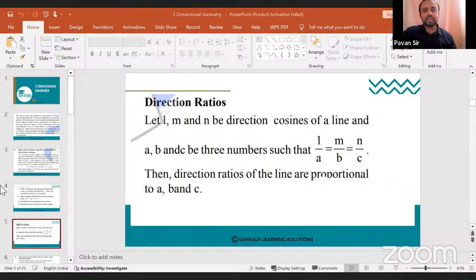Next is direction ratios. Let l, m, and n be the direction cosines of a line and a, b, c be any three numbers, such that l upon a is equal to m upon b is equal to n upon c. Then the direction ratios are in proportion to a, b, c. The numbers with respect to the direction cosines of a line should be l upon a, m upon b, and n upon c in this order.